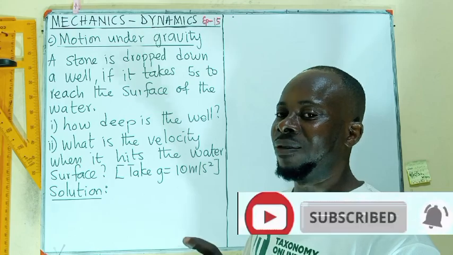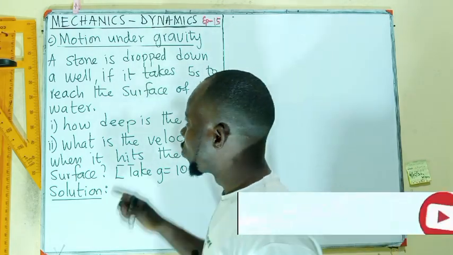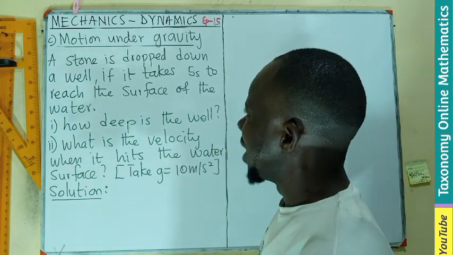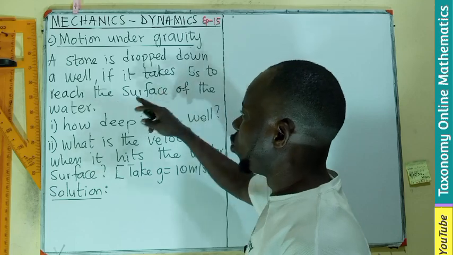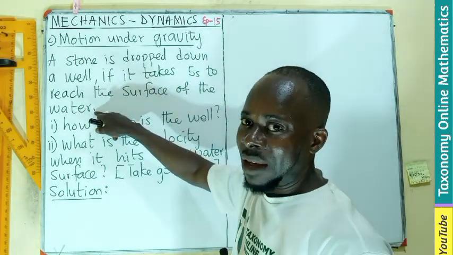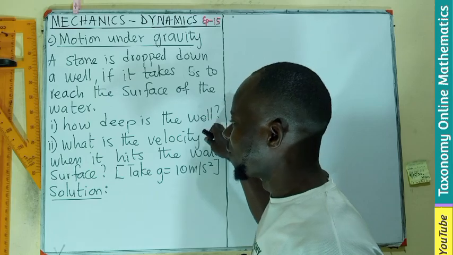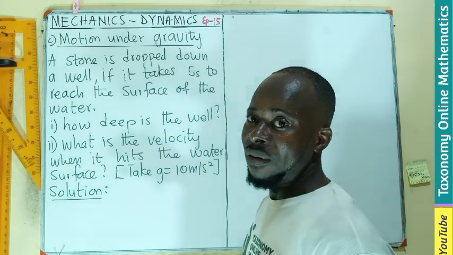We are picking questions to test the episode 14 formulas we derived. A stone is dropped down a well. If it takes 5 seconds to reach the surface of the water, we have to find how deep is the well and what is the velocity when it hits the surface of the water.